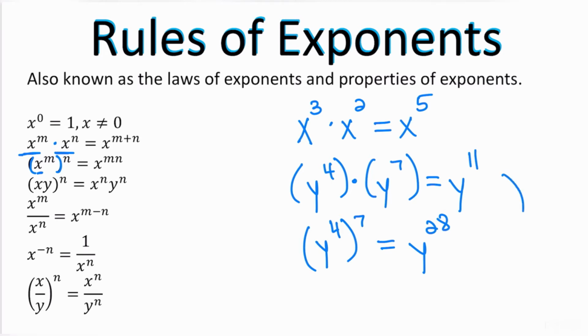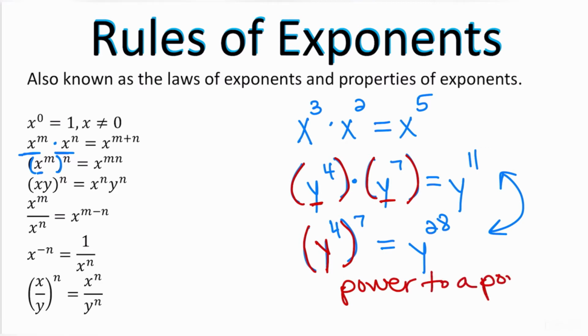So notice how different these two problems are. Don't just guide yourself by parentheses because the way I wrote it the first time, here I have parentheses, but the key is that the y is there twice. Whereas right now, yes, I have parentheses, the y is only there once. It is a power to a power. And that is when you're going to multiply the exponents.